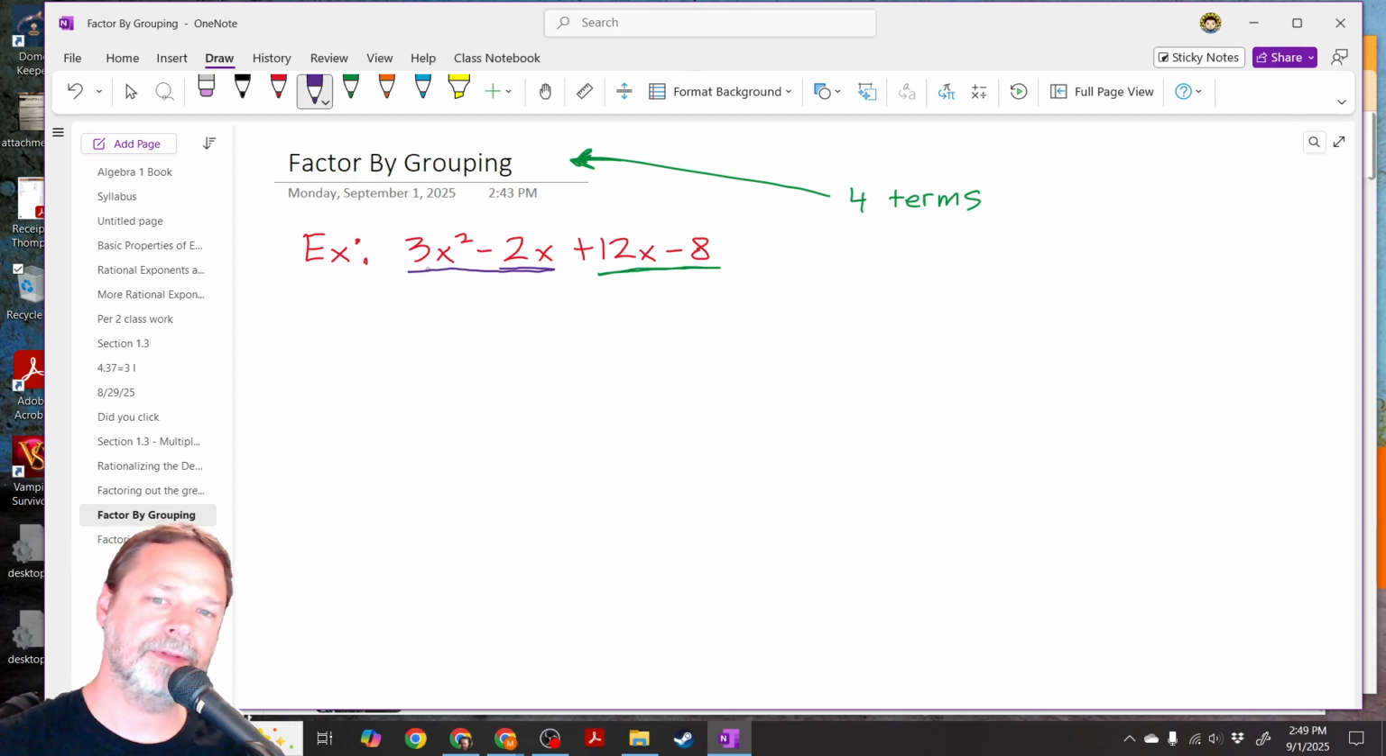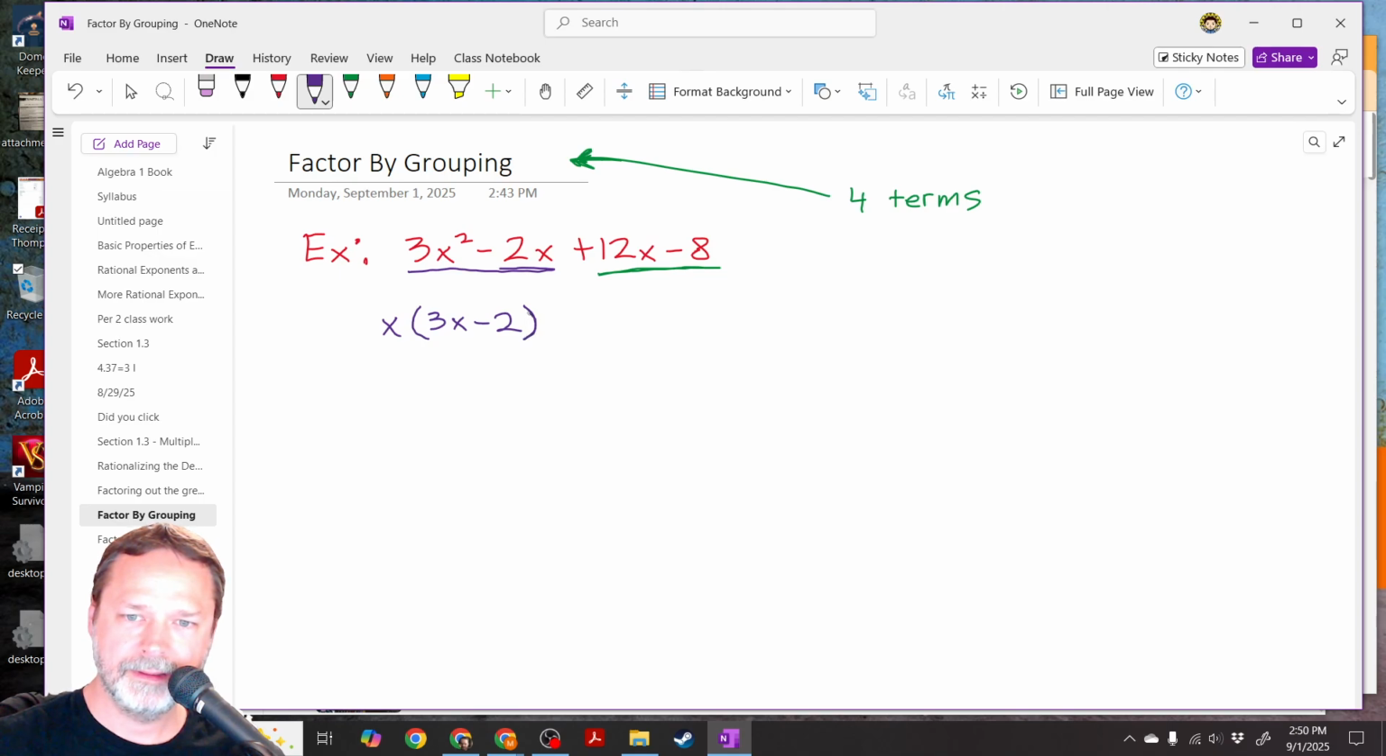So what's the greatest common factor between 3x squared and 2x? Well, they both have an x, so I can say x. And 3 and 2, well, that's nothing in common, so all I can take out is an x. And if I do, what's left? I'll have a 3x here, because x times 3x is 3x squared. And then I have a negative 2 here, because x times negative 2 is negative 2x.